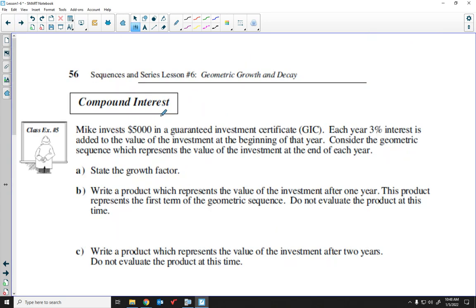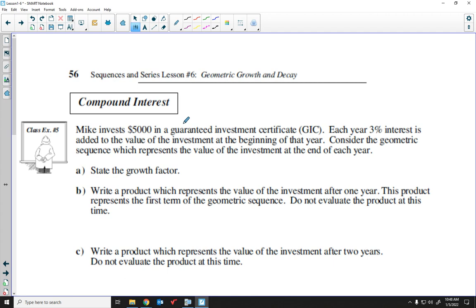All right, one more example. Mike invests $5,000 in a GIC. Each year, 3% interest is added to the value of the investment at the beginning of the year. I wish GICs still had that interest rate. I don't think they do. Consider the geometric sequence, which represents the value of the investment at the end of each year.